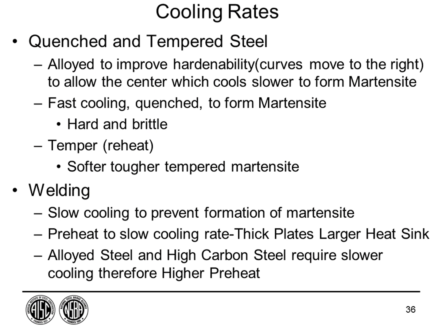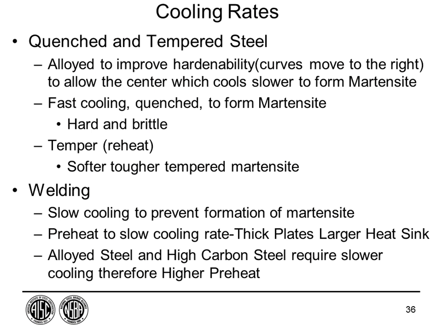So what we want to do is control the cooling rates. Now, if we're making quenched and tempered steel, we add alloys to improve the hardenability. The reason is we want to move the curve to the right so that the center of the plate, which cools the slowest, will still transform to martensite. We need fast cooling. We quench it to form martensite, which is hard and brittle, and then we temper it by reheating, and it forms this tougher tempered martensite. On the other hand, when we're welding, what we want is slow cooling to prevent the formation of martensite.